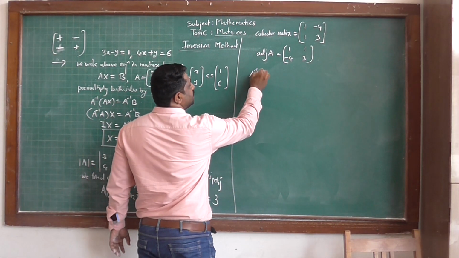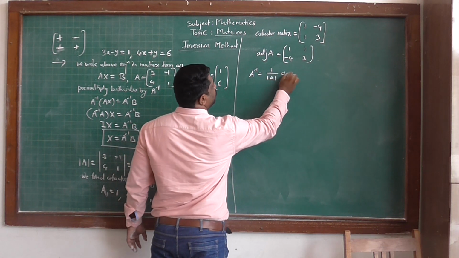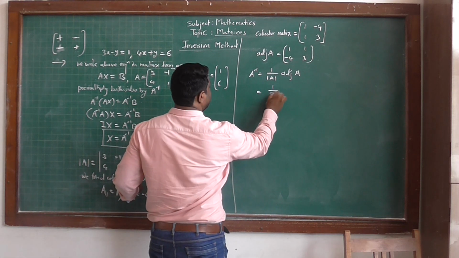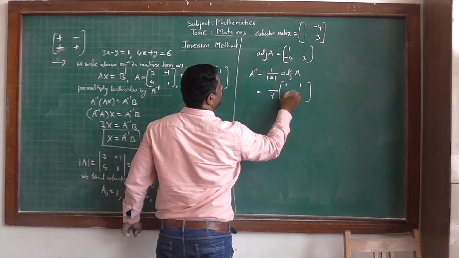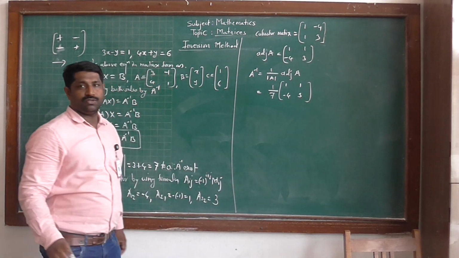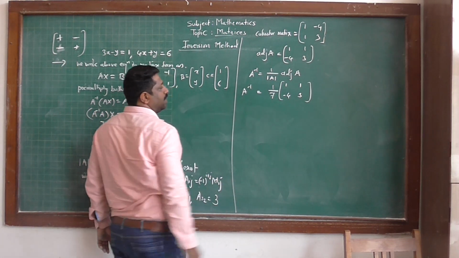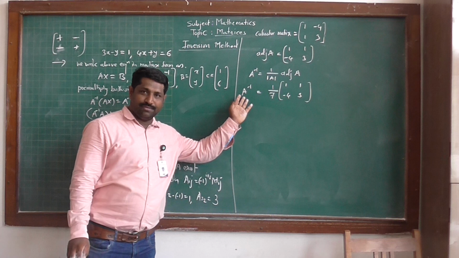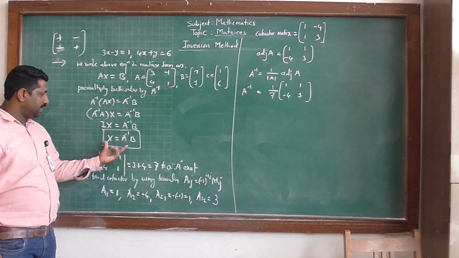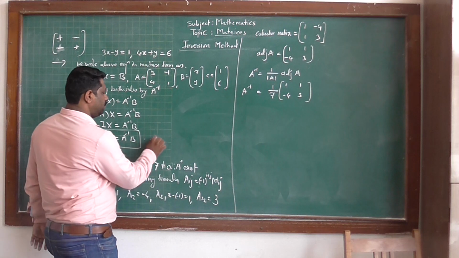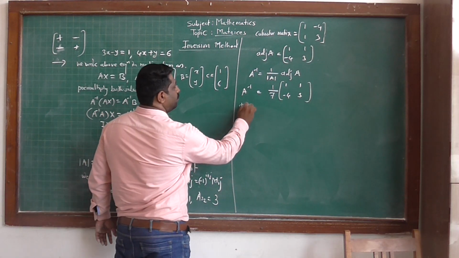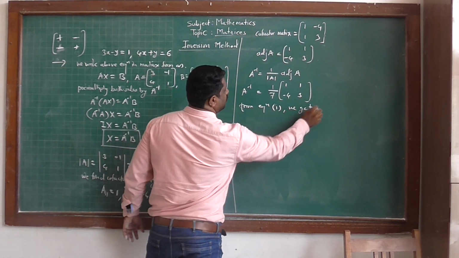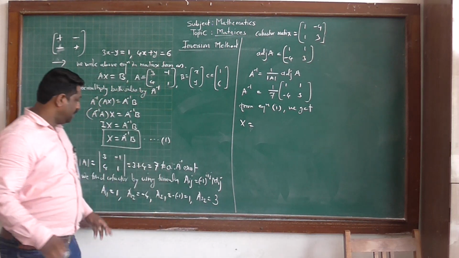Now we have A inverse, 1 upon determinant of A into adjoint of A. So 1 upon determinant of A, that is 7, adjoint of A 1 1 minus 4 3. So this is A inverse. So we have calculated A inverse. Now we put the value of A inverse in this equation. Call this equation 1. From equation 1 we get X is equal to A inverse into B.